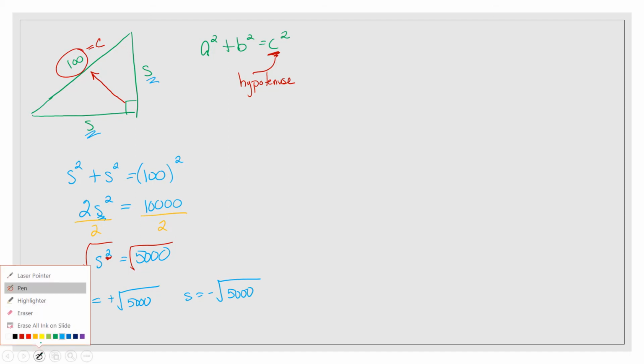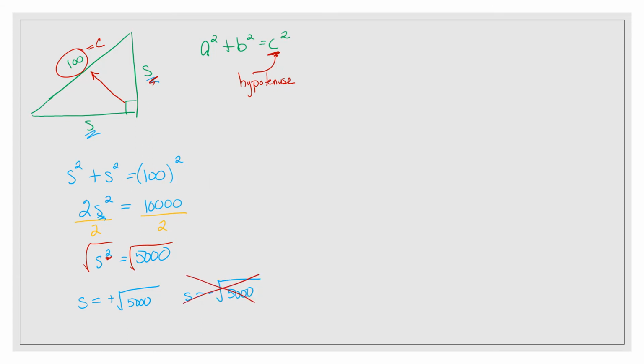So question before we go any further, S stands for the side of this triangle. Is the length of that side allowed to be negative? No. So you go bye-bye that answer. So the only answer I really care about is S equaling the square root of 5,000. And they won't let me use a decimal. So I'm going to have to break down this 5,000, and hopefully I can pull some kind of perfect squares out of it.